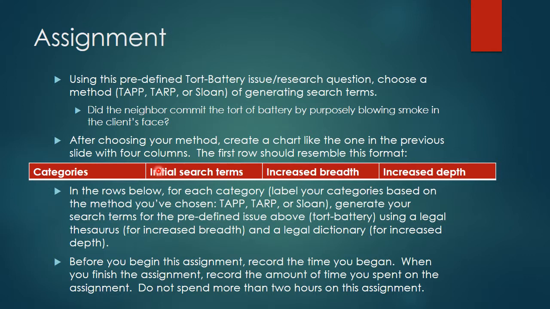And you're going to use the case scenario and maybe some things that just come off of the top of your head in the initial search terms column. And you're going to list them for each category, making sure that you align the search terms with the category you've chosen. And then you're going to increase the breadth by looking in a legal thesaurus and list those that come along that are additional terms that you think are valuable to the research in the increased breadth.